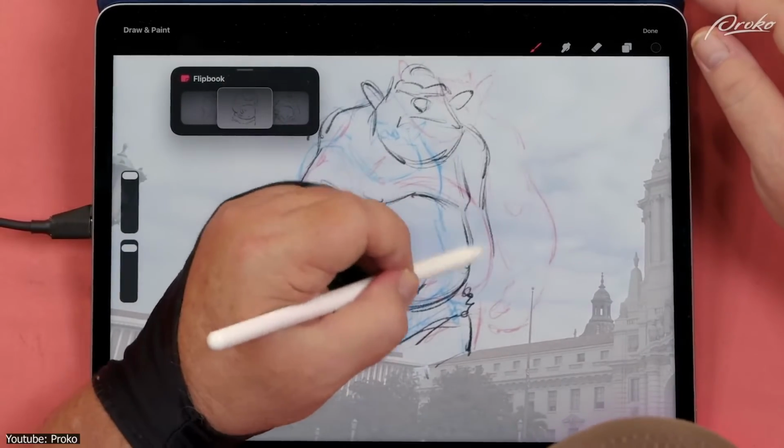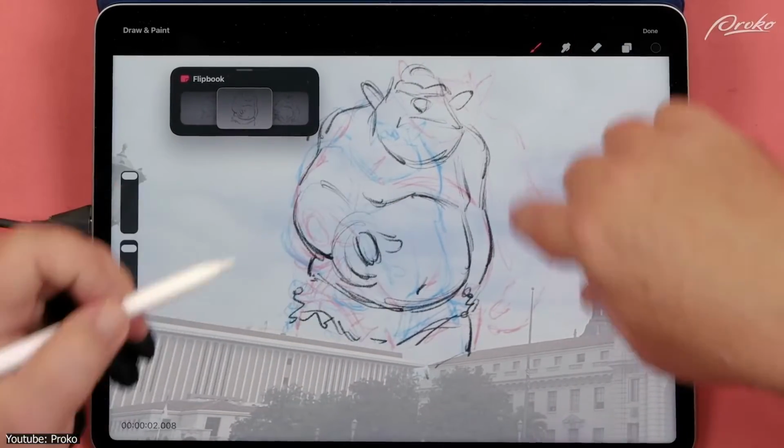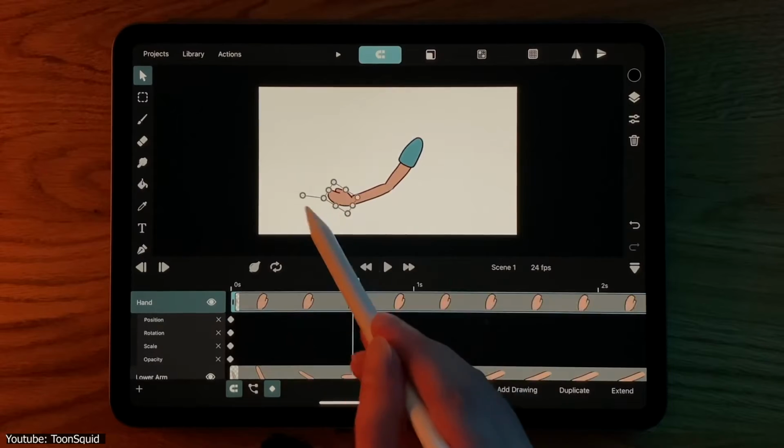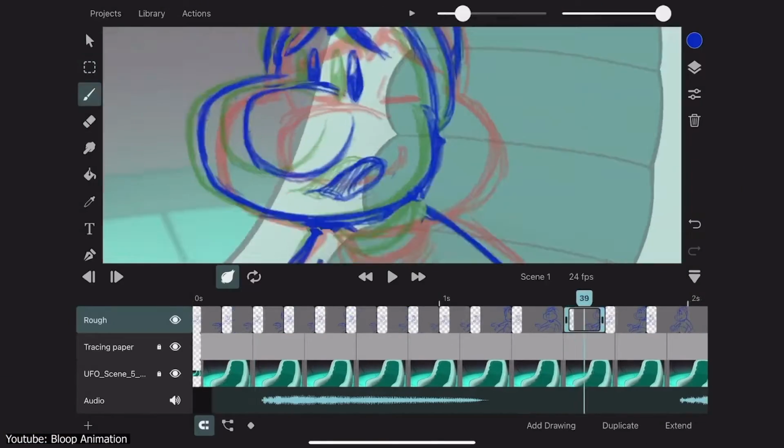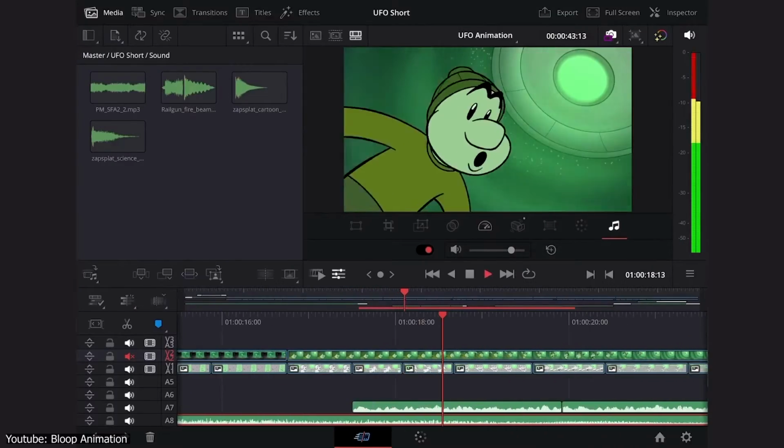In the iPad realm, Procreate Dreams is more of a frame-by-frame animation software, while Toon Squid features rigging tools, although it definitely has frame-by-frame animation capabilities.